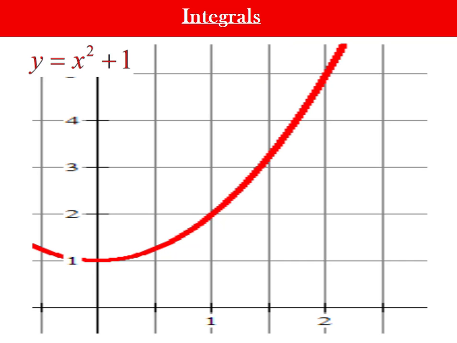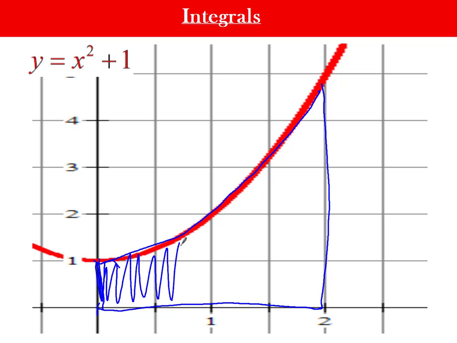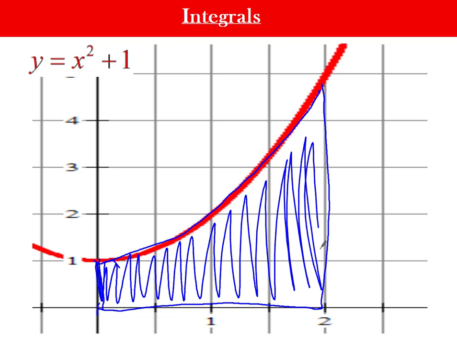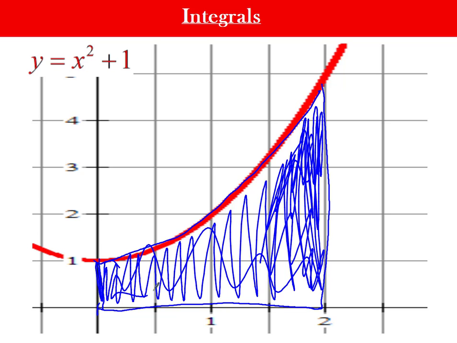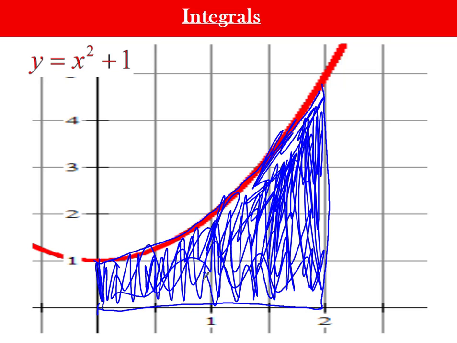Okay? But what's going to happen with the integral is it's going to take an infinite number of rectangles, add up the area of all of those, and give us the exact area under the curve, the exact area between the curve and the x-axis, by adding up the area of an infinite number of rectangles. The antiderivative of the integral adds up those areas.